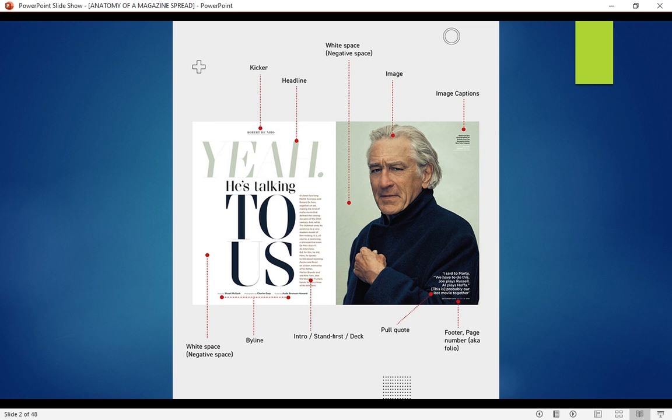Now there are three main factors that grab the attention of the readers. We have the layout or the composition, which is how we've arranged things over here. That's the layout or composition. And we have the image, which is this, and we have the headline, which is here, he's talking to us. That's the headline. So we should consider that.